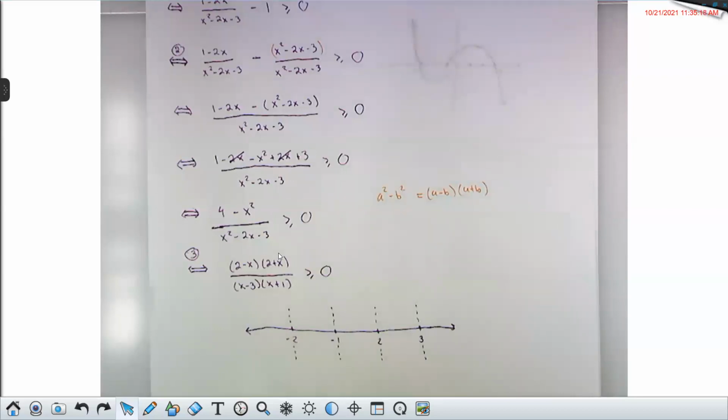X-intercepts come from the numerator. Vertical asymptotes come from the denominator. And a function like this is capable of changing sign not only at the x-intercepts, but also as you jump over a vertical asymptote. Think about 1 over x. 1 over x doesn't have any x-intercepts, but it goes from negative to positive as you jump over its vertical asymptote. So cut points are not just x-intercepts. They are x-intercepts or vertical asymptotes.